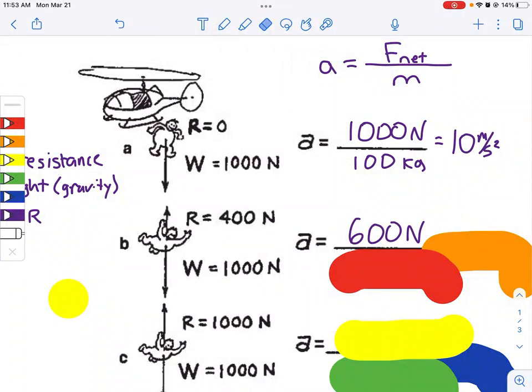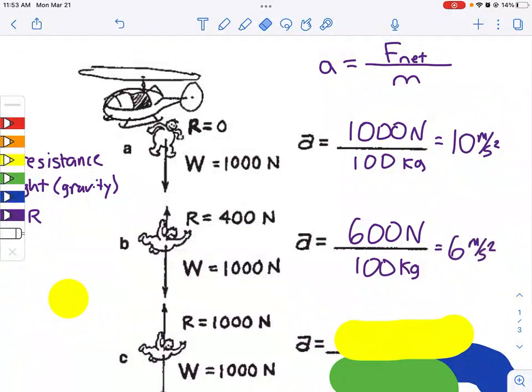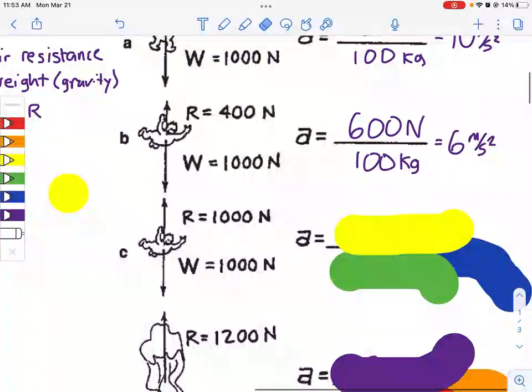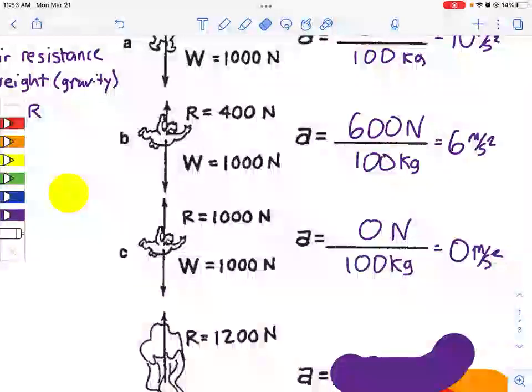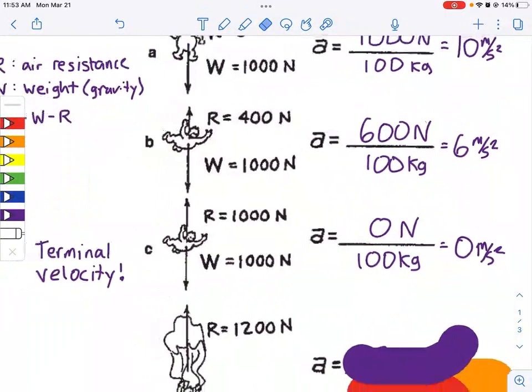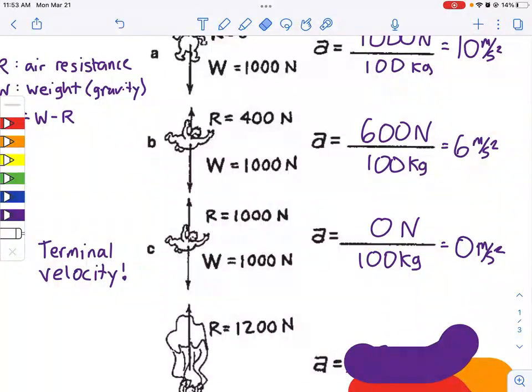Now there's going to be 400 newtons of air resistance, so 1,000 minus 400 is 600 newtons net force, but he still has the same mass. So now he has an acceleration of 6 meters per second squared. Now he's reached 1,000 newtons of air resistance and 1,000 newtons of weight. That means he has a net force of 0. Did he stop falling? No, he didn't stop falling. He just stopped accelerating. Here is where he has reached a terminal velocity. He's going as fast as he possibly can. Air resistance is preventing him from speeding up. He's going really fast. He's just not speeding up anymore, okay?